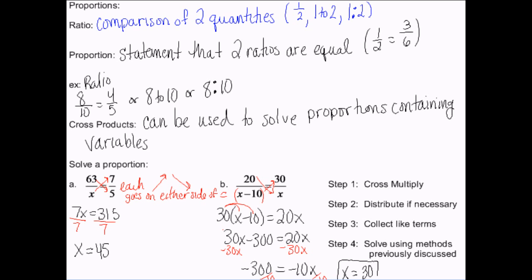Now you can check your work and plug these back in and see if the two fractions are equal. If I plug in a 45 here, I get 63 over 45 is equal to 7/5. Both of those dividing by 9 does reduce to make an equal fraction. If I plug in a 30 here, I get 20 over 20 is equal to 30 over 30. They both reduce to 1, so those are also equal fractions.